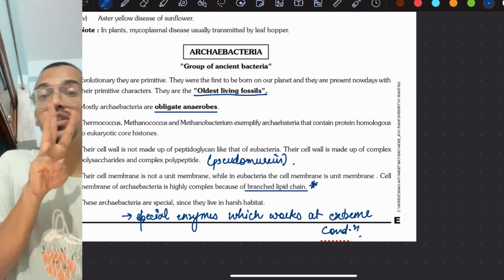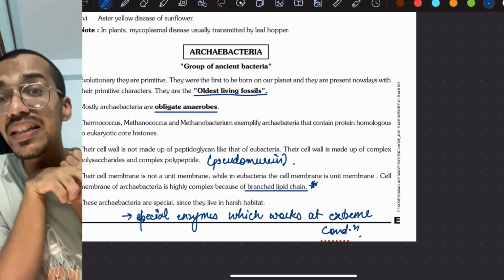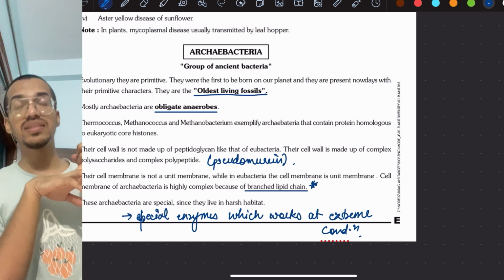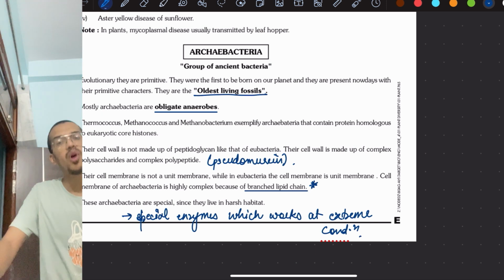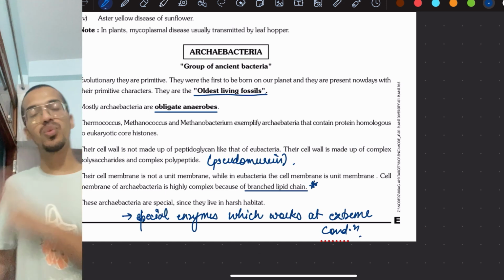So these become three different categories where they are present. They can be present in the hot water areas, in the Antarctic, and in high salt areas. How the salt becomes a problem, we will learn very well in the kidney chapter. Then I will come back over here.